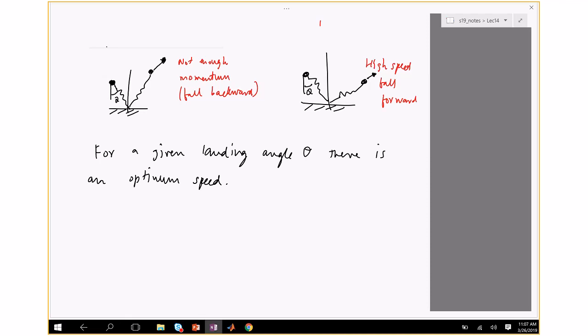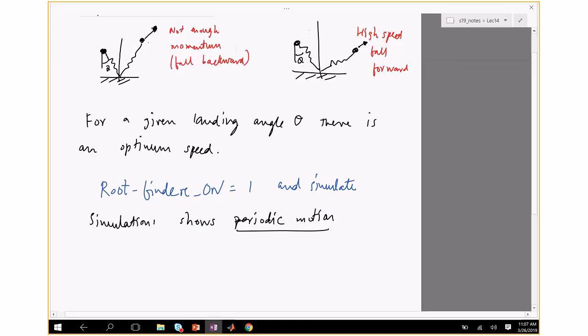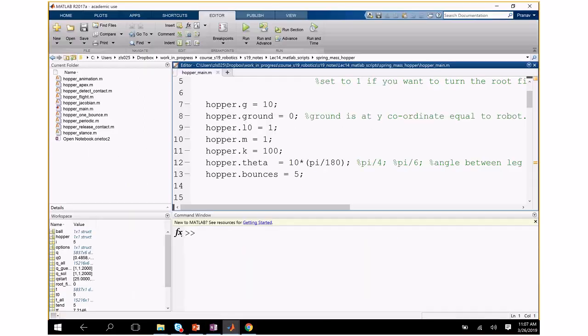Okay, so now what we'll do is turn the root finder on equals 1 and simulate, and you'll see that it doesn't fail. Simulation shows what is known as a periodic motion, or motion that repeats itself. We'll keep seeing that the hopper just bounces off, it doesn't fall. Okay, and this by itself is really a research topic. I would just keep it here and show you the simulation.